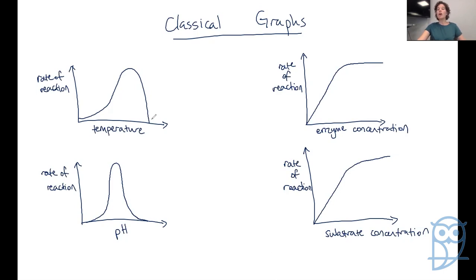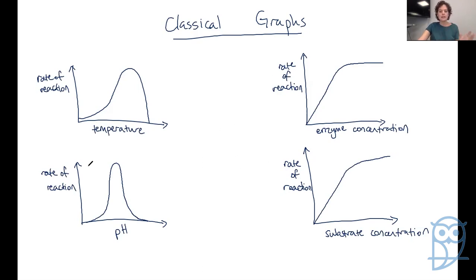So what you'll often see in your books and in papers is these smooth curves, as if there were no points. But always remember that these were made from like 10 different test tubes or 5 different test tubes, each one at a different temperature, each one at a different pH, each one at a different enzyme concentration, each one at a different substrate concentration. They then plot the points and put the line in. Okay, first thing to remember.